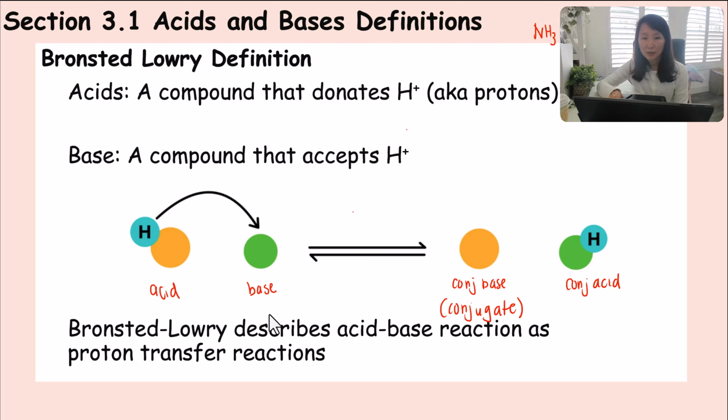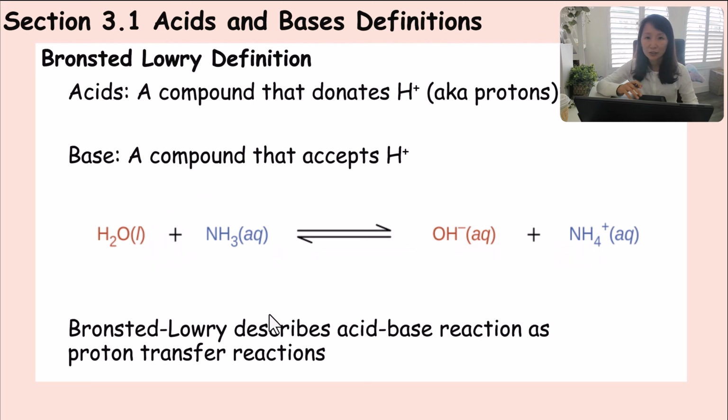Let's do another example. This one is not just small drawings, but has the full formulas: water plus ammonia forming hydroxide and ammonium ion. Based on what donates and what accepts, what do you think is an acid, what do you think is a base, and what about their conjugates? As you can see, the hydrogen from the water has been donated to the NH3. So this is considered to be the acid. Whereas this is the base, since it has accepted the H, based on the product.